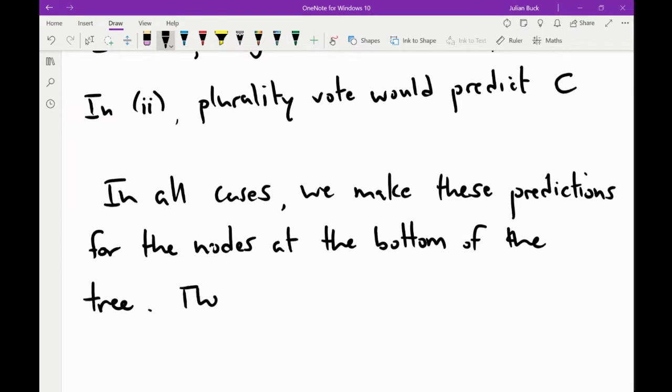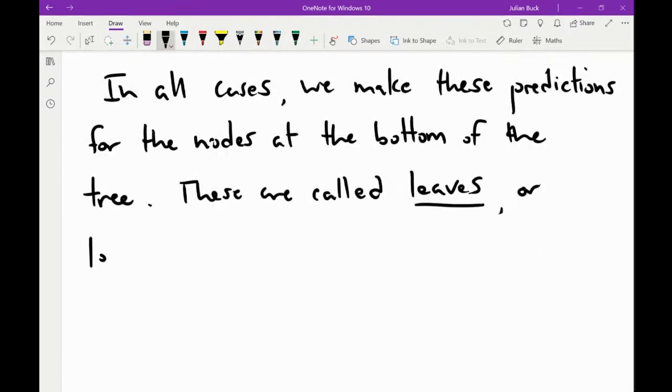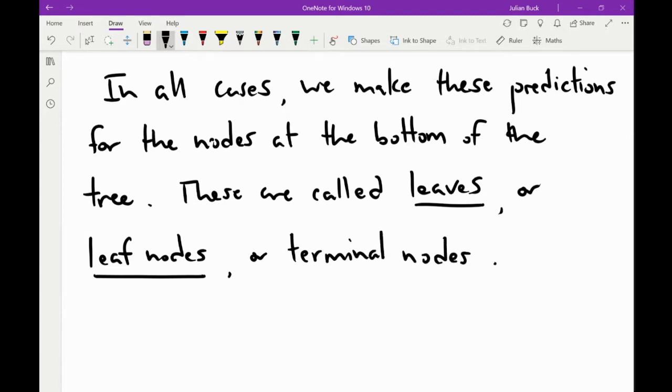And these are called, so with decision trees and related topics, we use lots of tree-based terminology, things that are designed to evoke the image of an actual tree. So we call these leaves or leaf nodes. Or sometimes if we don't want to use tree terminology and we want to use something more computer sciencey, we would say terminal nodes. So these all mean the same thing.